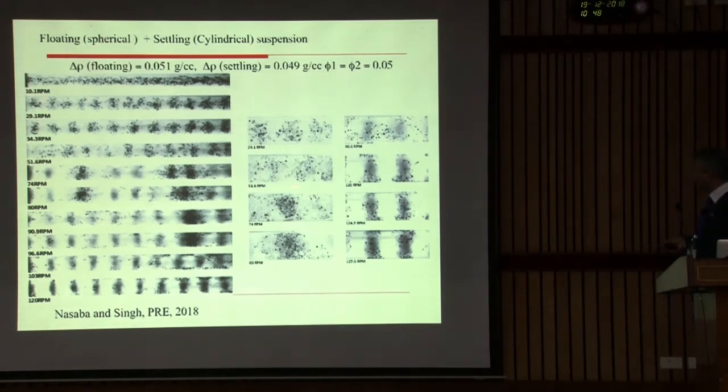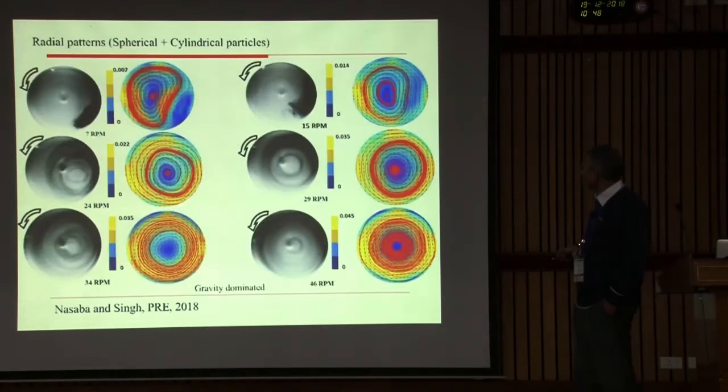If you look at the closer view, it's only at much higher RPM that there is enough room for the floating particles to form the band. And when they do form the band, they form in the core. So all the cylindrical particles are thrown, because of centrifugal forces, to the wall of the cylinder, and the floating particles occupy the core region. But the position of these bands is exactly the same.